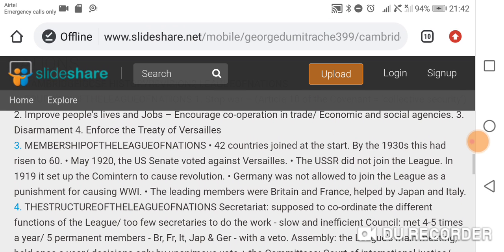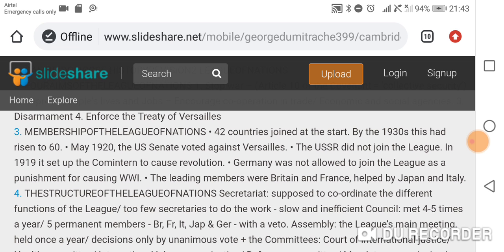And then we'll move on to the membership of the League of Nations. And we see that initially at the start, 42 countries joined. And by the 1930s, this number had risen to 60 countries. In May 1920, the US Senate voted against Versailles, and we also noticed that the USSR did not join the League. And in 1919, it actually set up the Comintern so as to cause revolution. And Germany was also not allowed to join the League as punishment because of causing World War One. And we'll notice that the leading members of the League were Britain and France, helped by Japan and Italy.